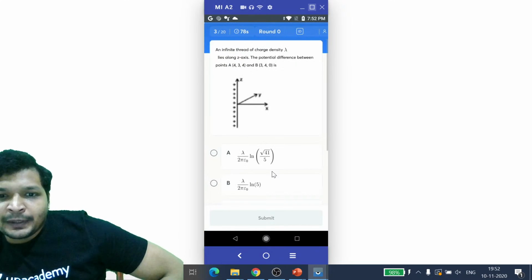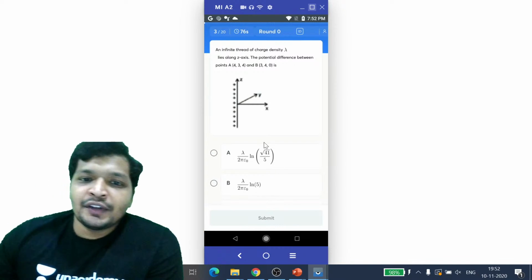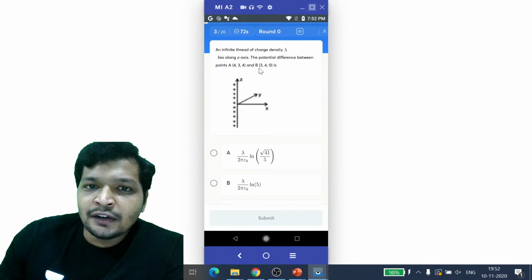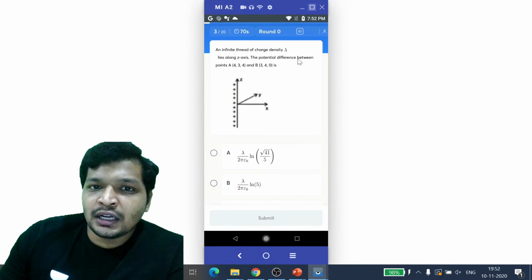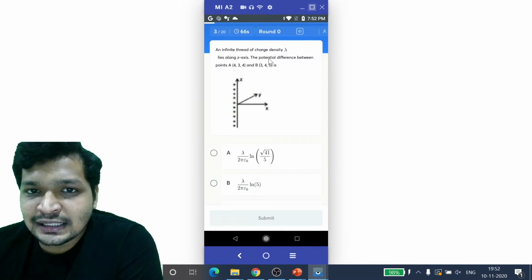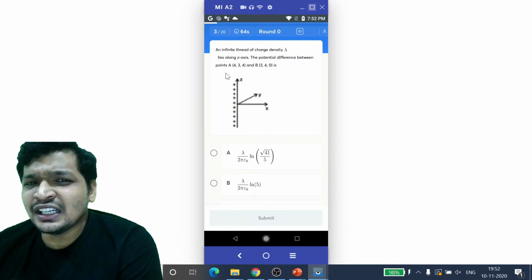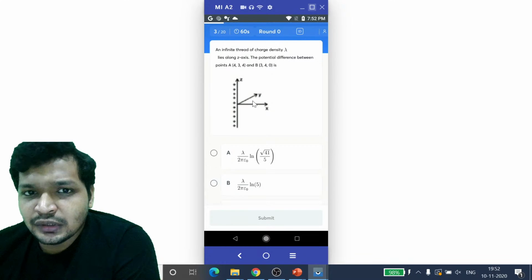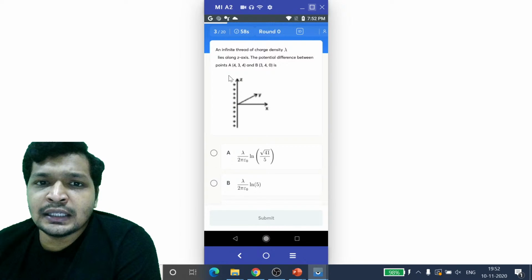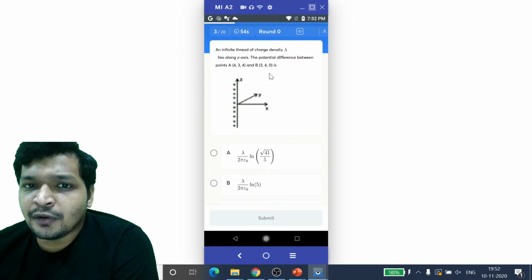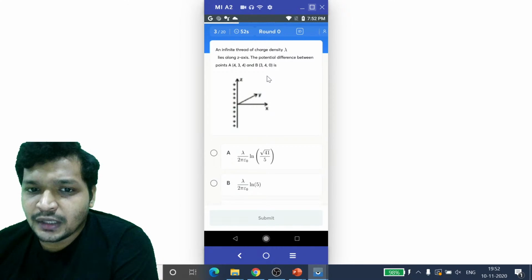Really, that was a simple question. So now we have a very interesting question, guys. An infinite thread of charge density lambda lies along the z-axis. The potential difference between A and B is to be found, where A is (4, 3, 4) and B is (3, 4, 0). How much is it?